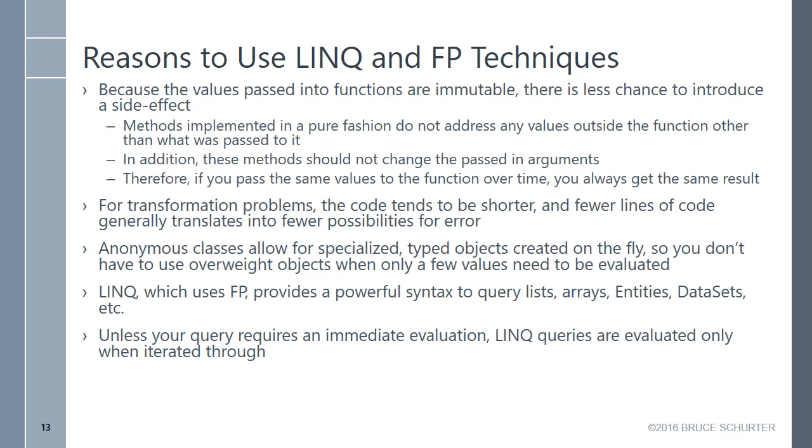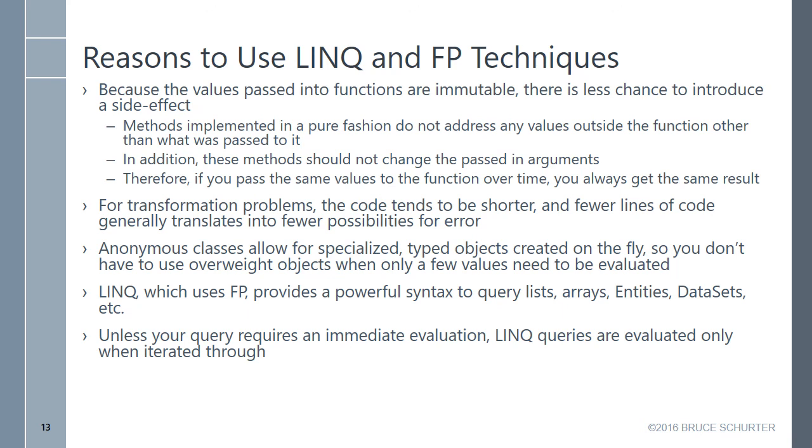Now with transformation problems, the code tends to be shorter, and fewer lines of code generally translates into fewer possibilities for errors. So very similar to the anonymous classes, which we'll discuss here in a second, the transformation problems where we want to take data in one form and convert it to data in another form, the functional programming techniques allow us to do that in a very simple manner, and simple is always better.